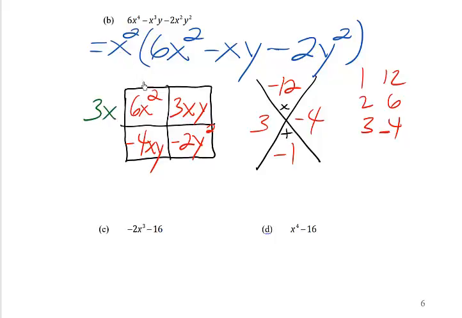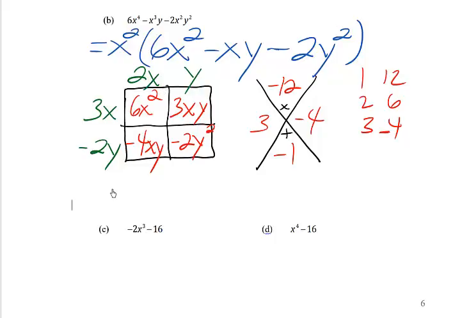Then just think about multiplication. 3x times blank equals 6x squared. That would be a 2x. 2x times blank equals negative 4xy. Looks like negative 2y. Negative 2y times blank equals negative 2y squared. That would be a single y. The green pieces on the edge here are the factors of that polynomial.